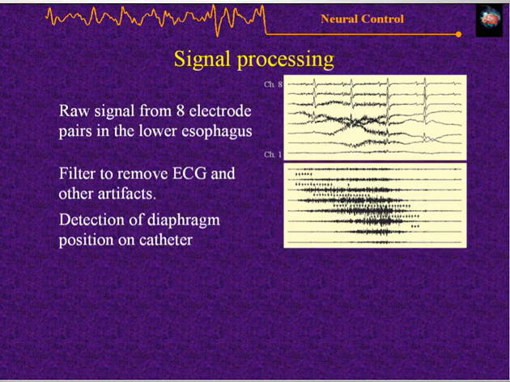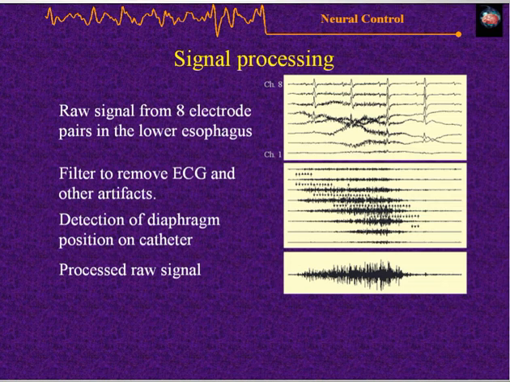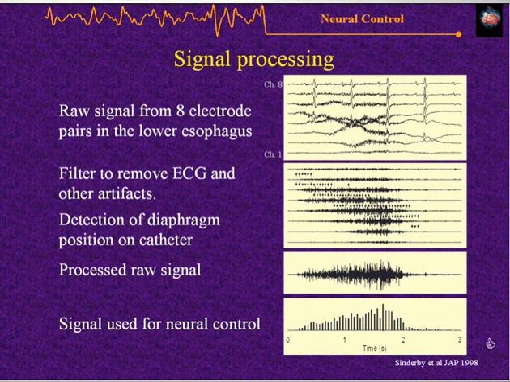After we remove the ECG and the motion artifacts, the next step is trying to detect where the diaphragm is located along our 8 electrode pairs, because it can move downwards. As you breathe in, the diaphragm contracts and moves downwards along the electrode array. And we've developed algorithms that let us determine at any instant in the breath which is the closest electrode pair to the diaphragm. Then we can obtain our compound signal that we know has no artifacts and knows exactly where the diaphragm is. We can calculate the signal intensity and use it as a signal for neural control.